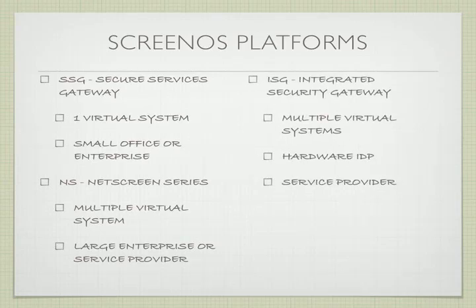And then there's the ISG series, the Integrated Security Gateway. These are service provider class devices, much higher traffic levels, much higher numbers of virtual systems available, lots of card slots available for expansion to have many interfaces in them. So these are the progression up the chain of the gateway. The SSG series for the medium, small enterprise and home office, small office. The NS series for the small service provider, large enterprise, and the ISG series aimed at the service provider market.